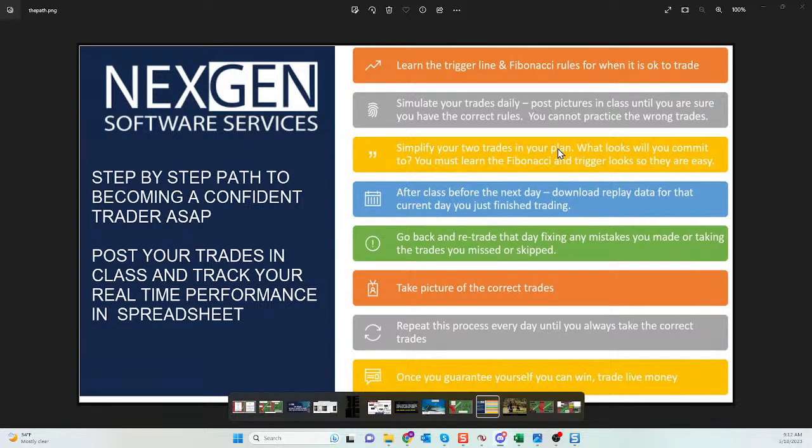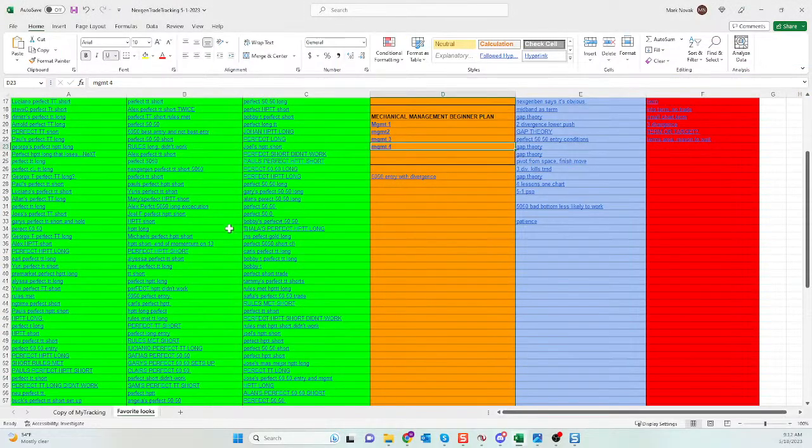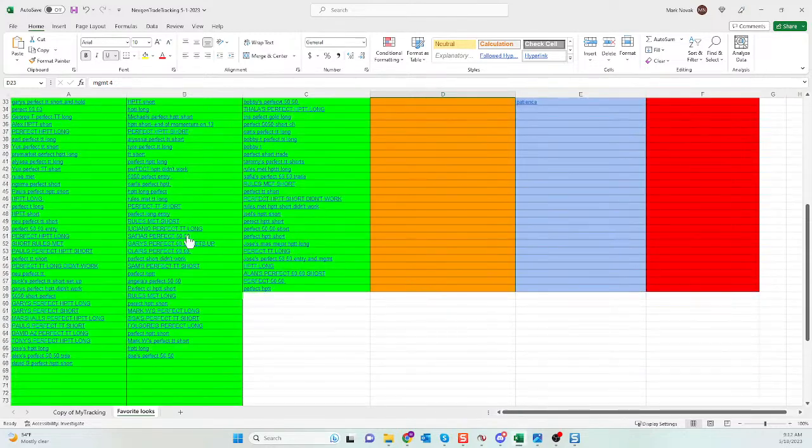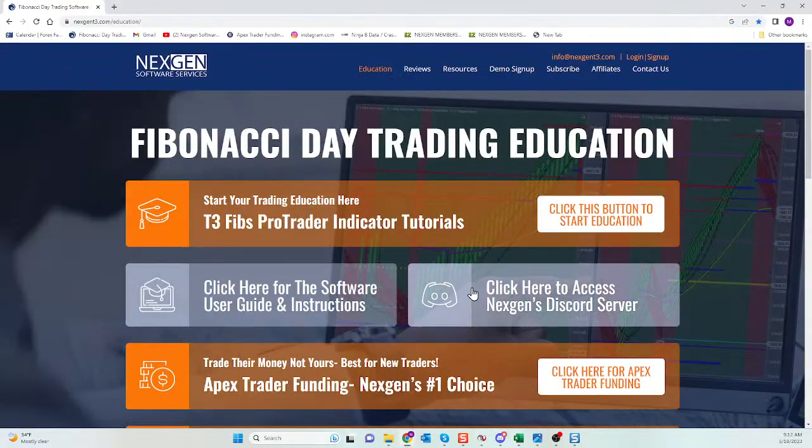Well, you have to learn the looks so that they become easy. That comes through repetition. That comes through picture taking. Guys, that comes through filling up your spreadsheet with the absolute best of the best looks every time they present themselves on the chart.